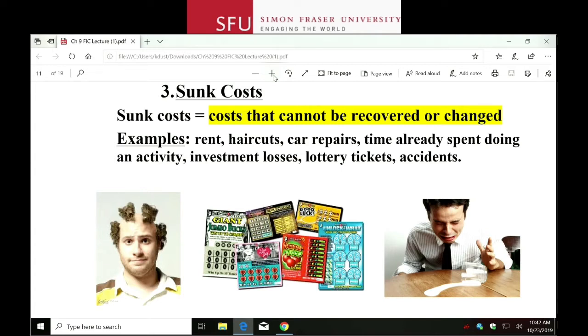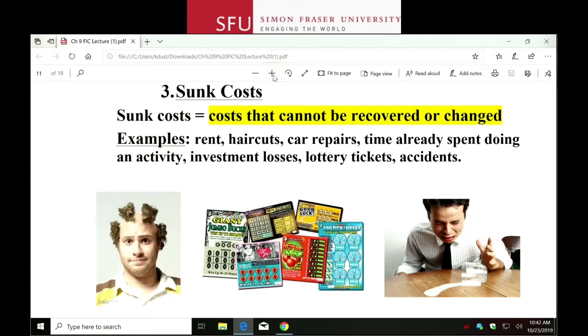Right? Car repairs. So car repairs as well. Like haircuts, you can't get your money back. Right? So if you get something repaired on the car and then you decide that, well, that was not necessary, or I shouldn't have done that because now I'm going to sell it anyway, you're not going to get your money back for that. Time already spent doing something. Right? So often you do something and then you've realized that it's been a waste of time, but of course you can't go back in time and undo it.